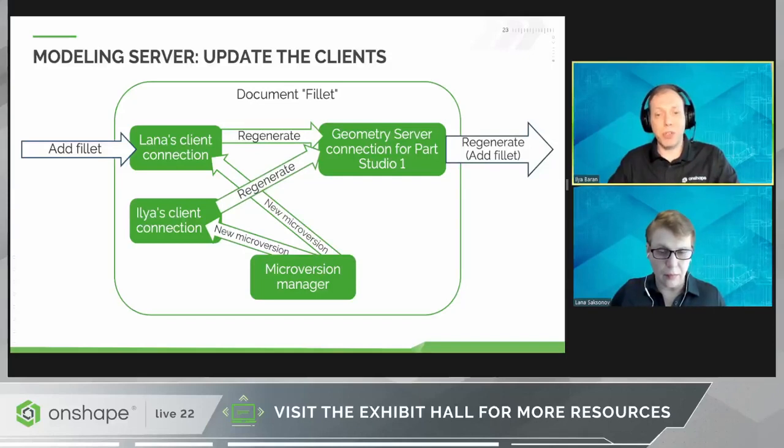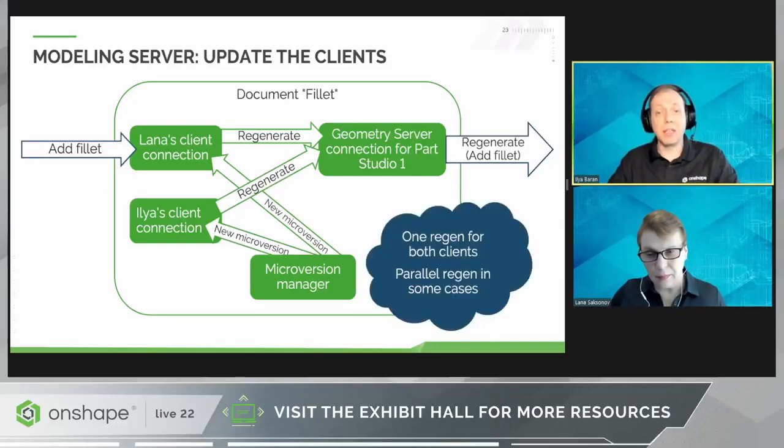The geometry server has the feature list already, so we just need to send the additional fillet, not the whole model. And because both clients are asking for the same microversion, we only need to do one regeneration. And in some cases, most often with assemblies involved, we can do regeneration on multiple geometry servers in parallel.